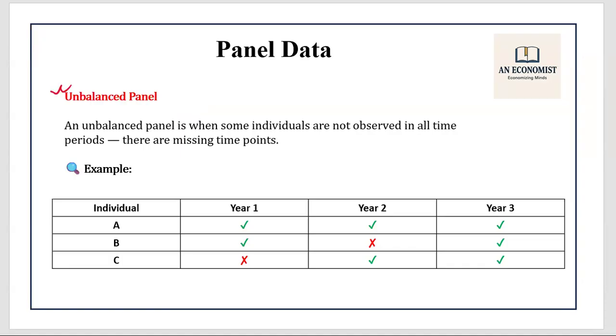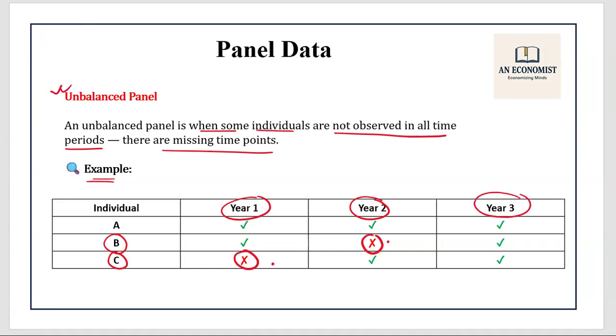Unbalanced panel, as you can see, is when some individuals are not observed in all time periods and there are some missing points. So in this example, if you see here for the Cth individual, this individual C, for the first year, this data is not present. You don't know what this value is. And for the second individual, for the second year, you don't know what this particular value is. You don't know these two values. So you have missing data. The number of cross-sectional units are there, but some values are missing.